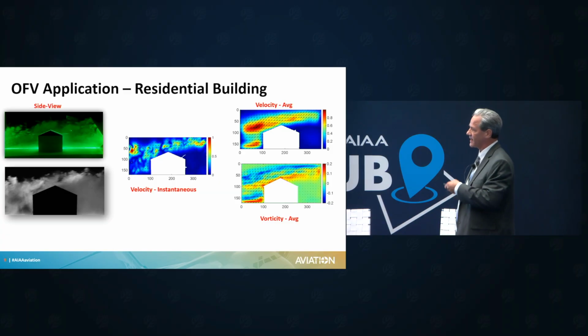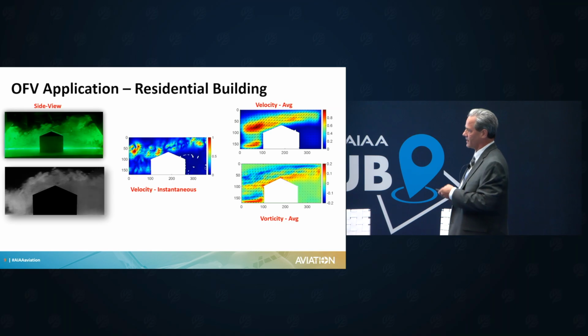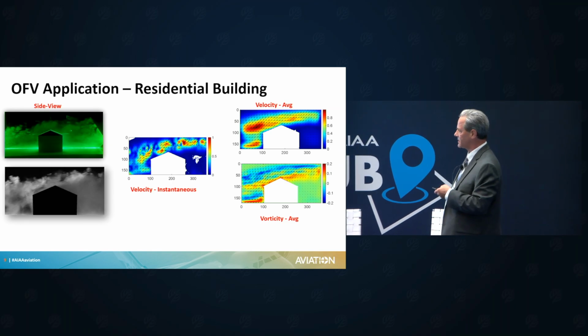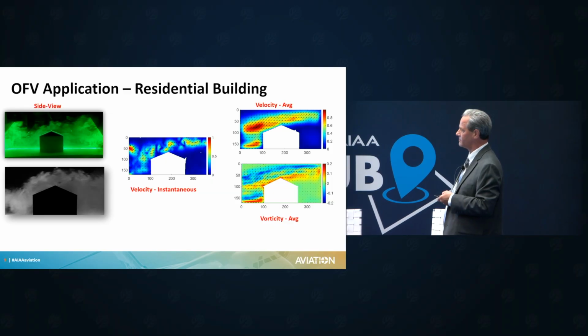Here you can see the side view of the standard test, a slowed down view, with the average velocity and the vorticity calculated.